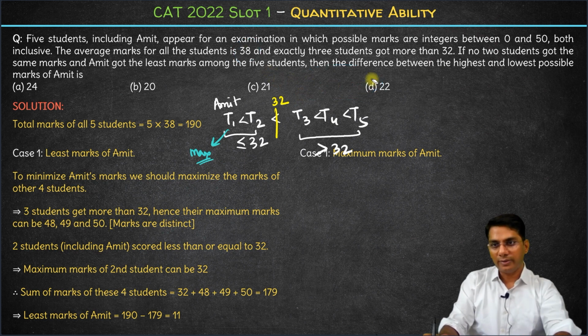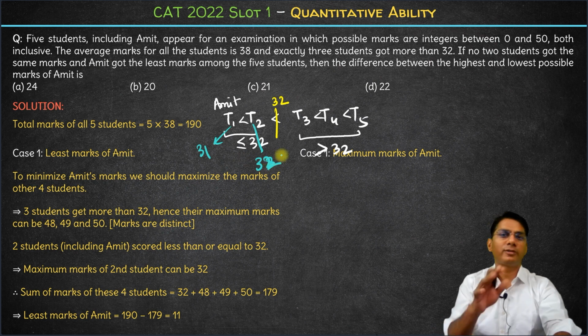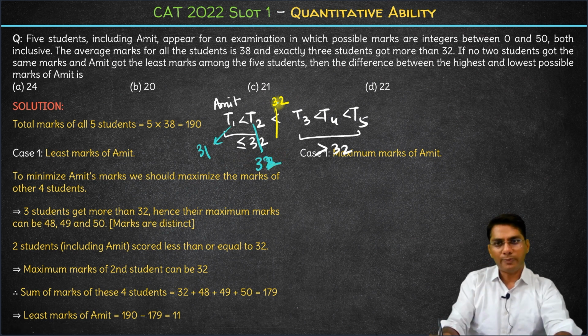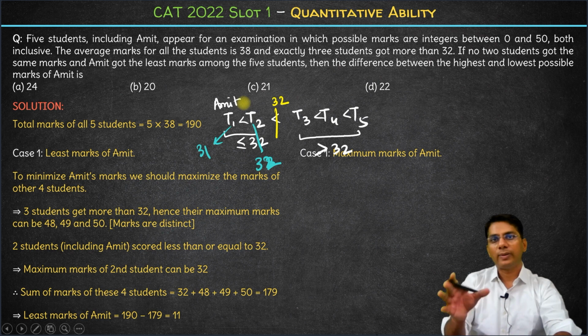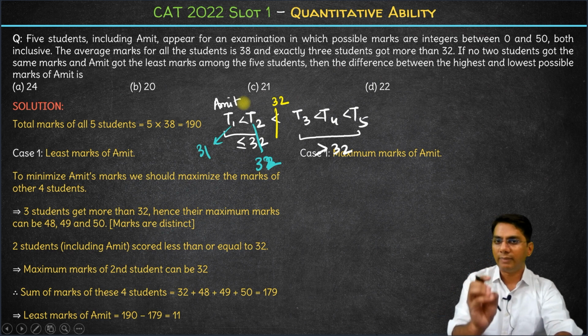So here, to maximize Amit's marks, what can be the maximum marks? Since these 2 students got less than or equal to 32, the maximum marks that Amit can get would be 31 when T2 gets 32, right? Now is this possible or not? Because both of these got distinct marks, with 32 or more than 32, the maximum marks possible for Amit is 31. Let's just check if this is possible or not.